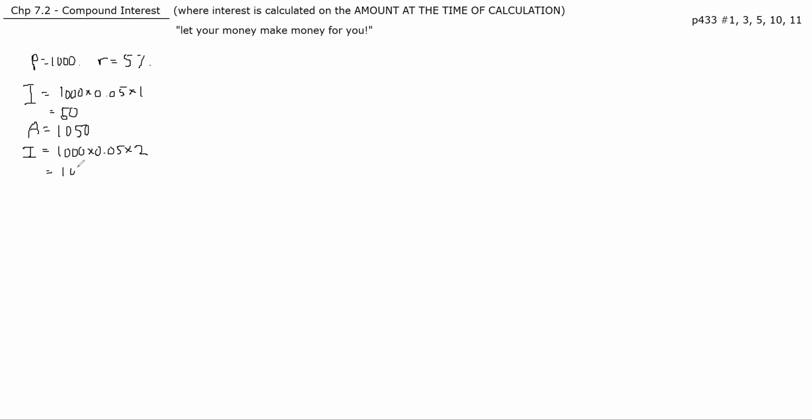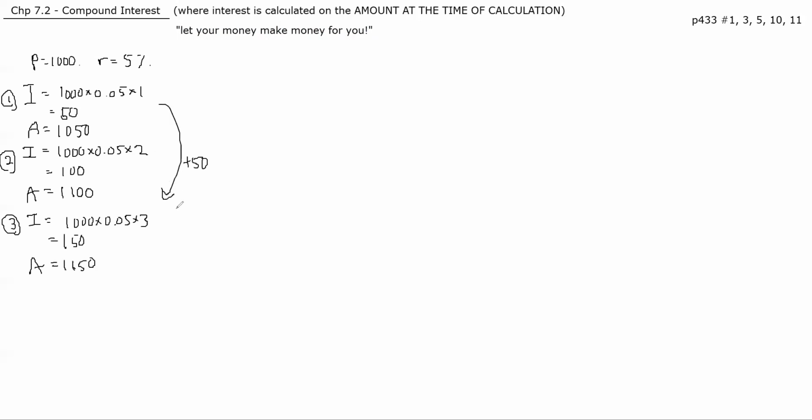Well, it would be $100. So my final amount would be 1,100. And if I were to do it for 3 years, well, 1,000 times 0.05 times 3 years, that would be 150. So my final amount is going to be 1,150. Do you see how basically every year I'm just adding 50 bucks? That is simple interest. Okay, so again, I'm going to do it one more time. If I were to hold this for 4 years, what would it be? Well, it would be 200. And so my final amount would be 1,200.